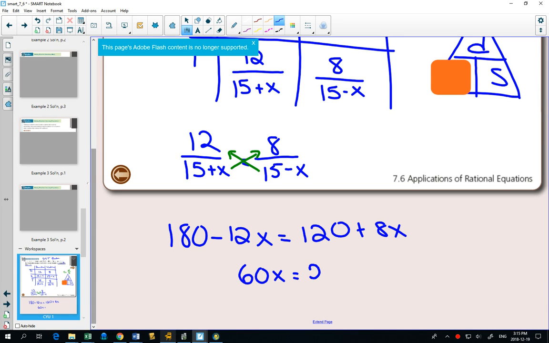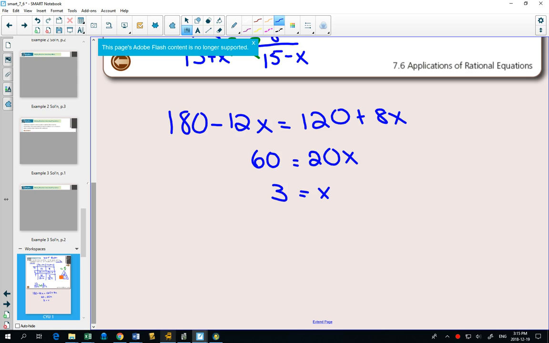60 equals 20x. Combine your like terms, divide by 20. What was x? x was the current. The average speed of the current is 3 kilometers per hour.